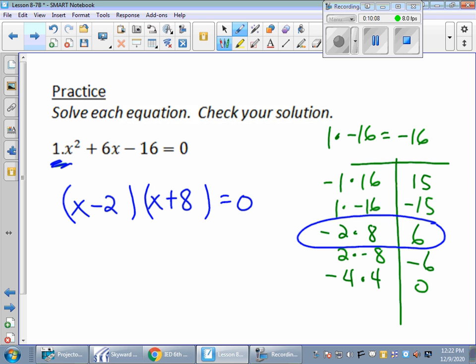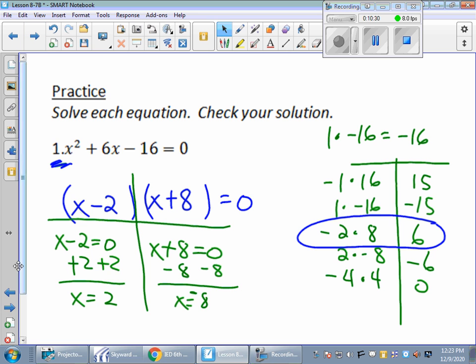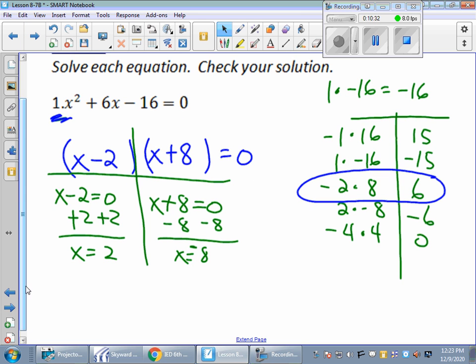Now that we have the equal 0, we tee it up just like we talked about before. So we get x minus 2 equals 0, x plus 8 equals 0. Solve these: add the 2, 0 plus 2 is 2. We subtract the 8, 0 minus 8 is negative 8. x equals negative 8. And then we write our answer in set notation. The final answer is positive 2 and negative 8. And I'm going to stop now and hopefully this works.